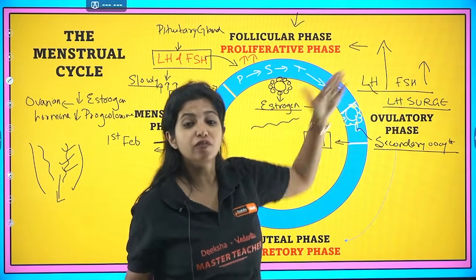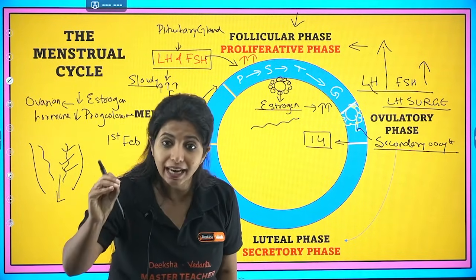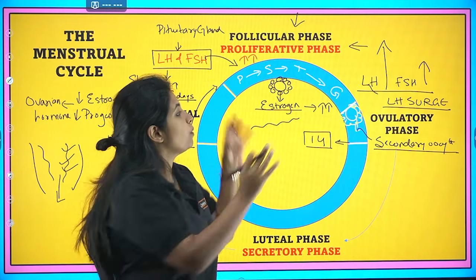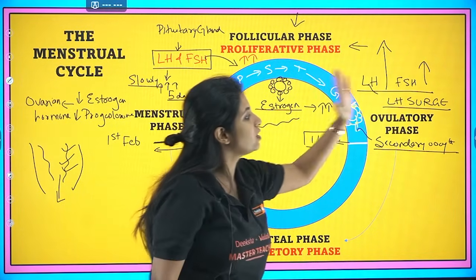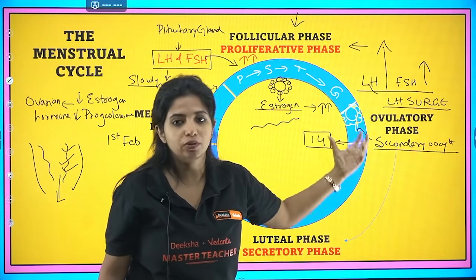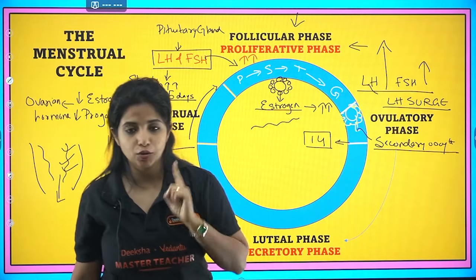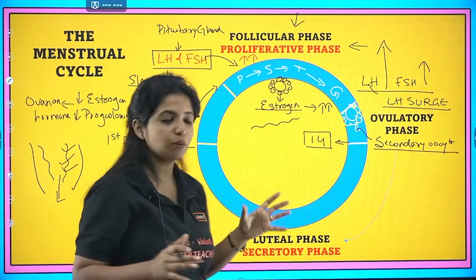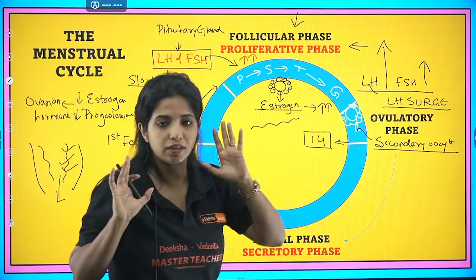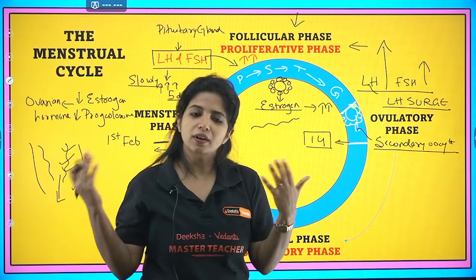The LH and FSH is going to attain a surge, especially LH. And LH surge is going to make the Graafian follicle rupture and release what? The secondary oocyte. This is known as the ovulatory phase. Now listen to me carefully. Whatever is left behind in the Graafian follicle, secondary oocyte is released. Okay, fine. Secondary oocyte is waiting for the sperm to come.